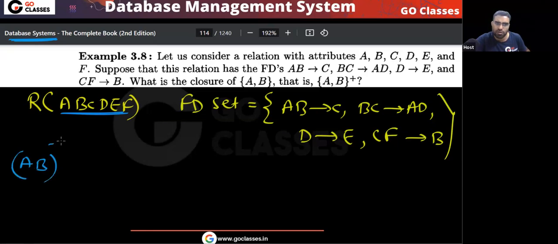Let's find out. What will be the closure of AB? What can AB bring? Tell me. See, AB can bring AB. That is very simple. You can start with AB. AB can bring AB because of the reflexive property, reflexivity, trivial functional dependency, trivial FD. So AB can bring AB.